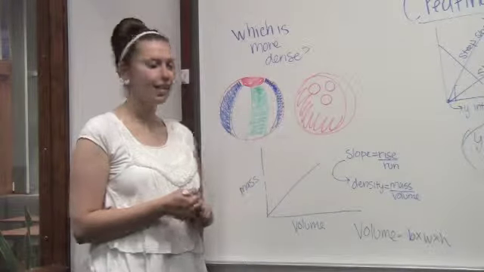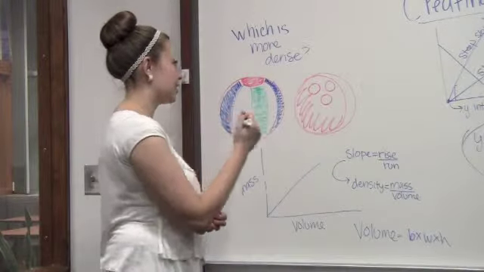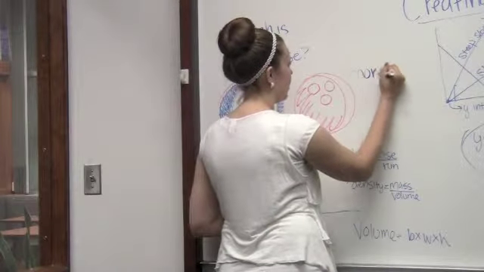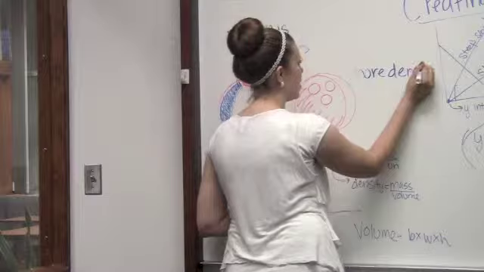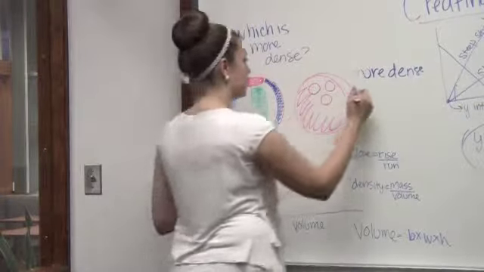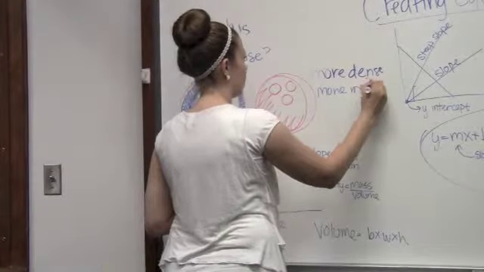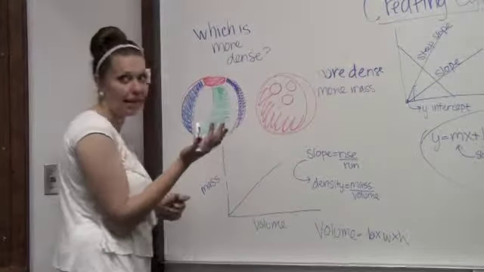Yes. A bowling ball. A bowling ball is more dense. How come? Because there's more mass. Yeah, there's more mass and a smaller amount of space. More mass, where air is very light.